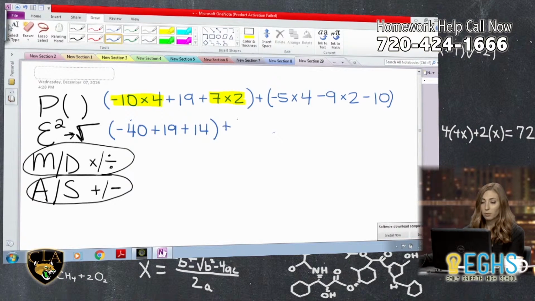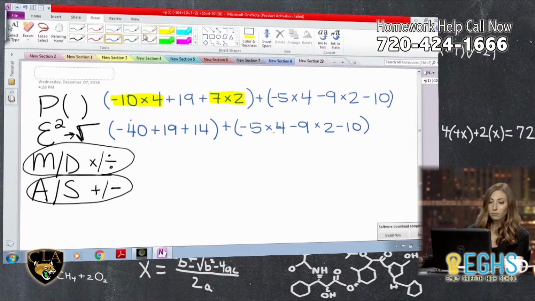And I'm going to rewrite everything else just to make sure that I am staying organized and I don't forget anything. All right. Then, so we hit our multiplication division. We got that in our first parentheses. Now we're going to do addition subtraction, and that's going to also go from left to right. So we'll start with this first set of addition here, and we'll do the negative 40 plus 19, which is going to give us negative 21 plus 14.